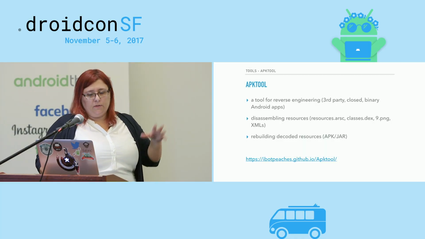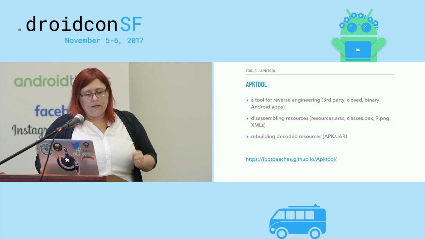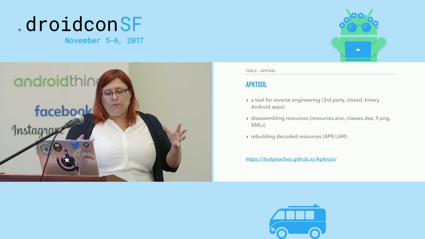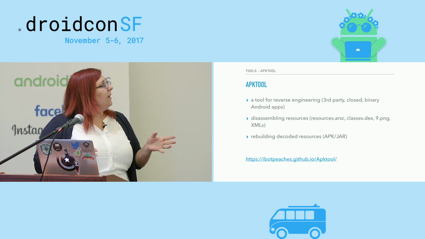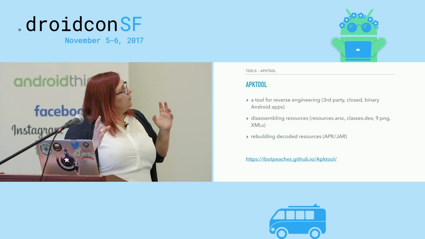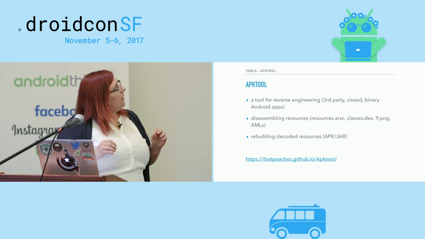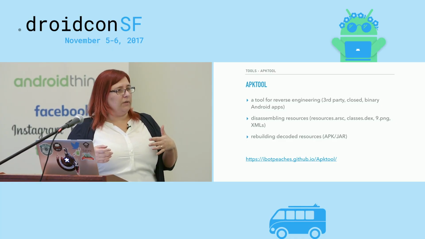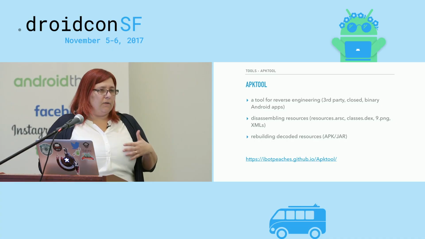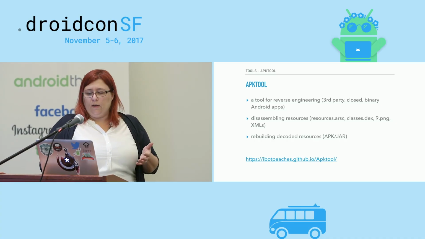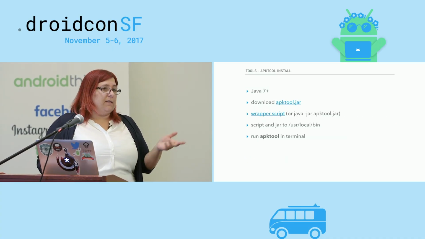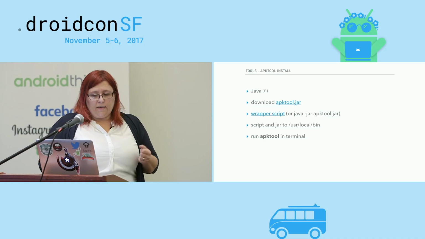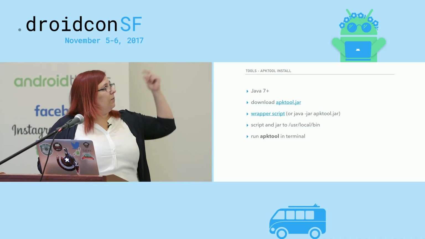What I prefer to that is the APK tool. It's a simple tool for reverse engineering APKs. You can do several things with it. You can disassemble resources. You can rebuild the decoded resources. And it's not difficult to use, and it's not difficult to install. Basically, all you need is Java 7 or higher. You need the APK tool jar, which is downloadable from the link.